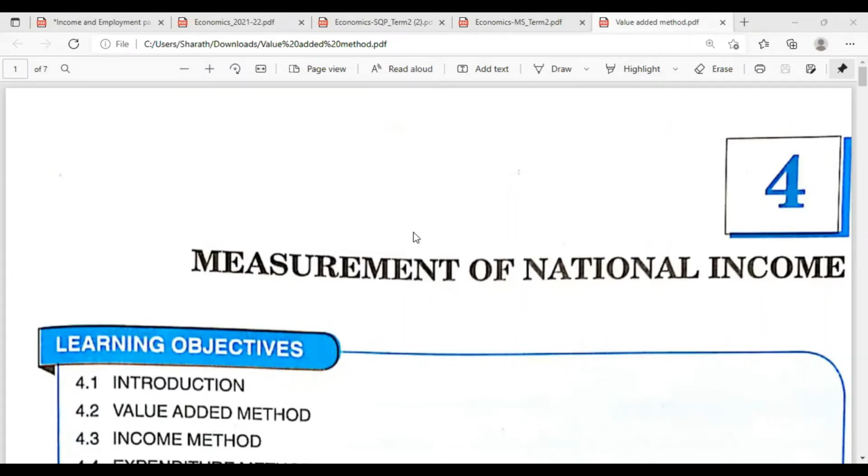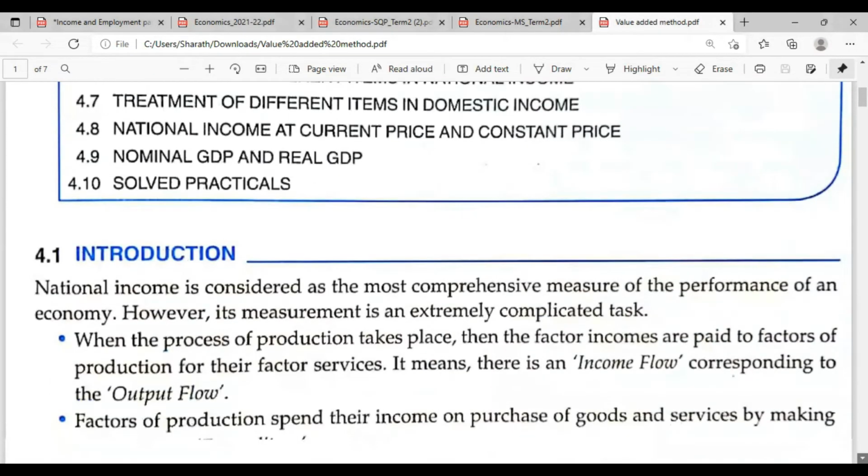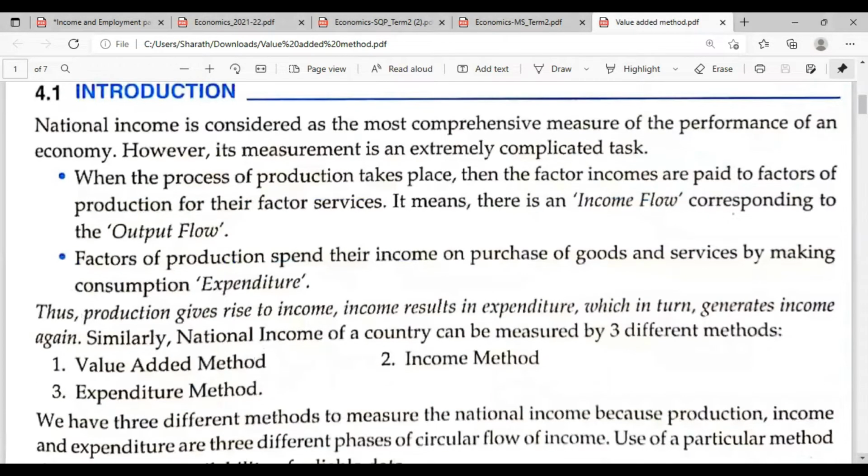So let's try to understand better what are the different methods we could see in this unit for the measurement of national income. Right now what you're seeing on the screen is material I have borrowed from Sandeep Garg publication. Okay, fine. So here we go.